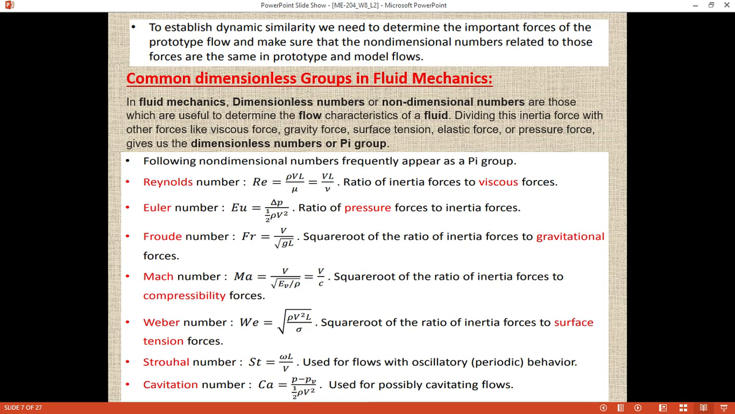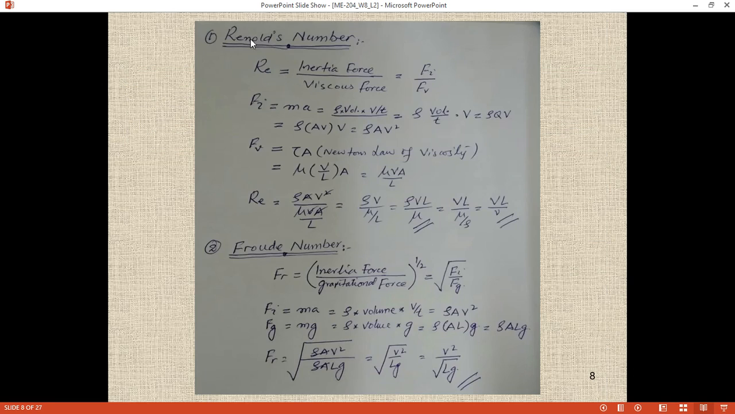So what about the Reynolds number? The Reynolds number is the ratio of inertia force over the viscous force. Let's verify whether these terms are equivalent to the inertia force or viscous force. The Reynolds number is the ratio of inertia force to the viscous force. Here you see the basic definition is inertia force over viscous force, where Fi indicates the inertia force and Fv is the viscous force.